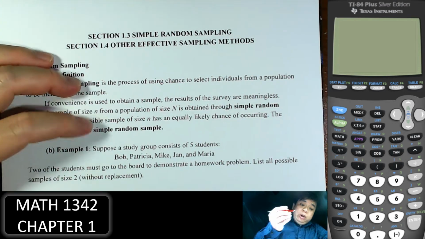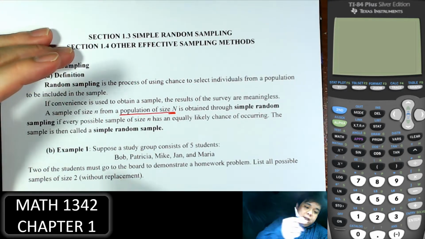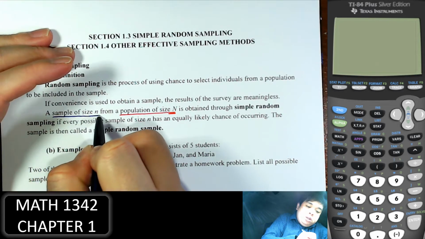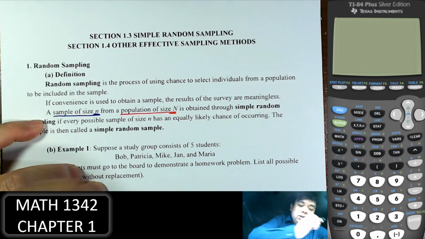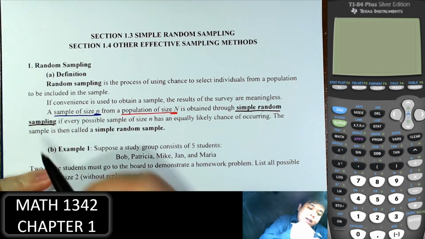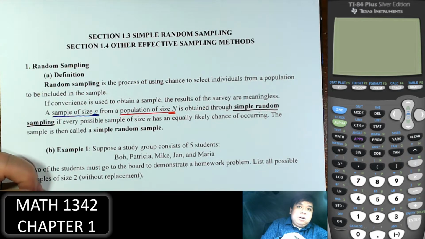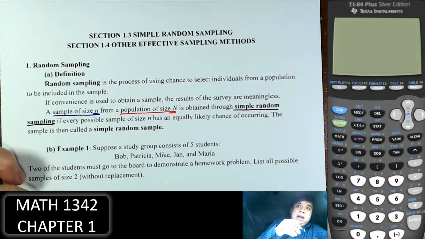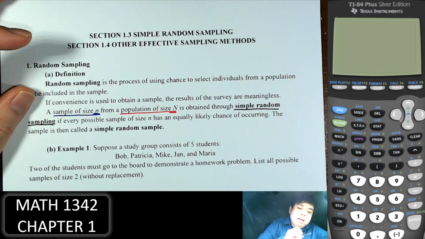Here's a convention that we will use later. For the population, we use a capital letter, and for the sample, we use a lowercase letter. The thing about simple random sampling is that it has to be an equally likely chance of occurring. For example, if you ask somebody, the first person and the second person will have the same chance of being asked. That is called a simple random sample.